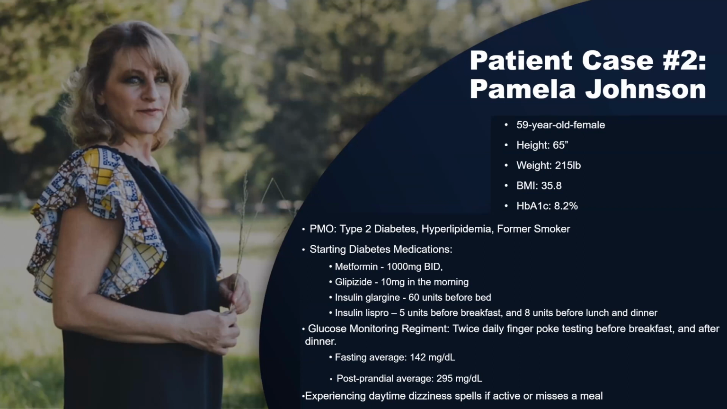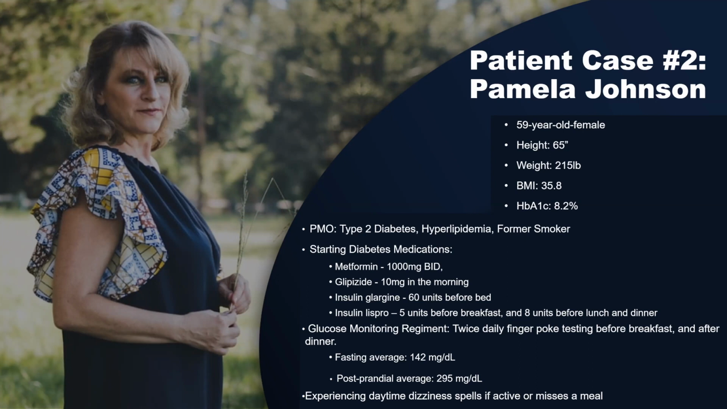Moving on to our next case, case number 2, Pamela Johnson. She's a 59-year-old woman. She weighs 250 pounds, has a BMI of 35.8 and an A1C of 8.2, so not well controlled, not near her target. She has type 2 diabetes and hyperlipidemia, and she is also a former smoker, although she did quit recently. Looking at her diabetes medication, she's on metformin, glipizide, long-acting and short-acting preprandial insulin.